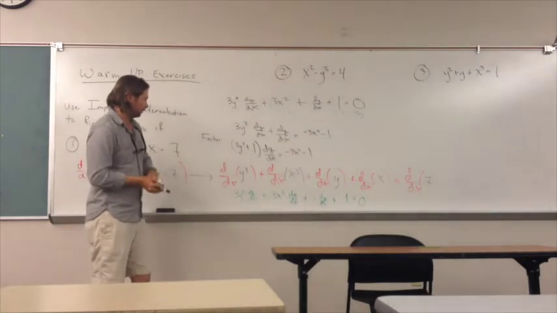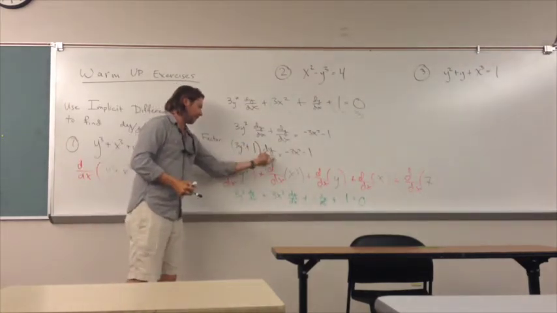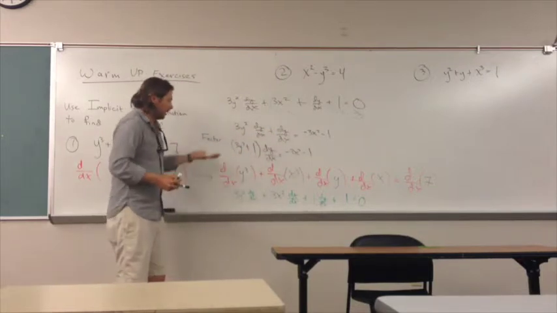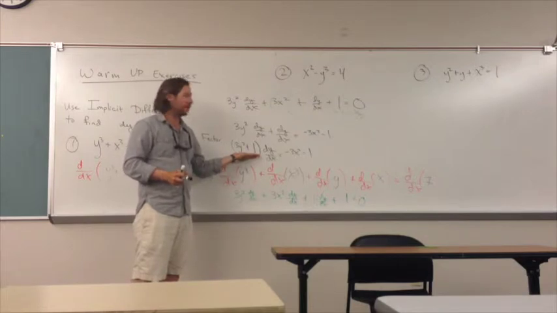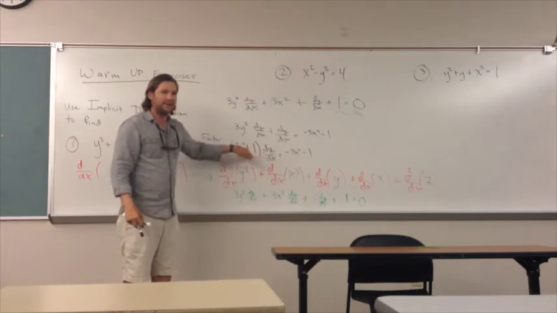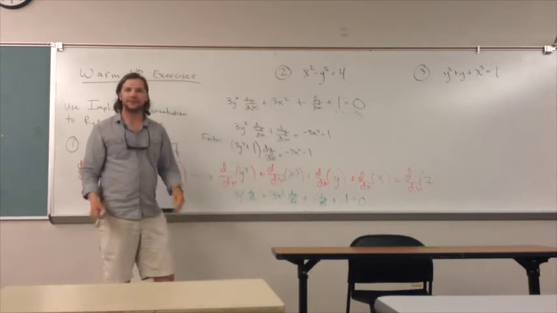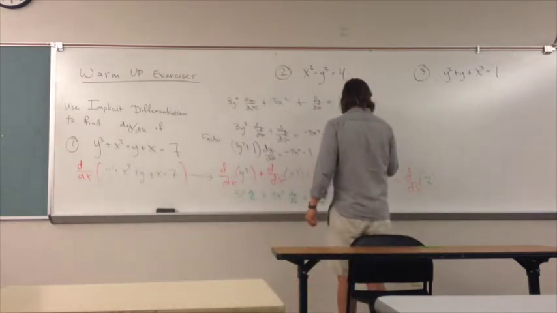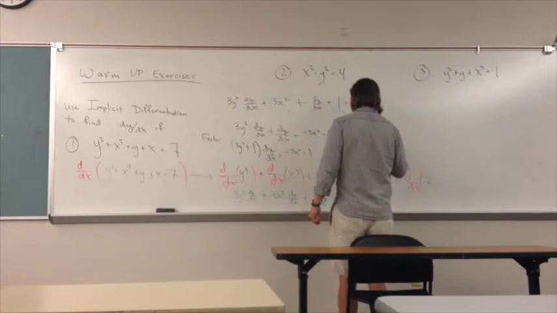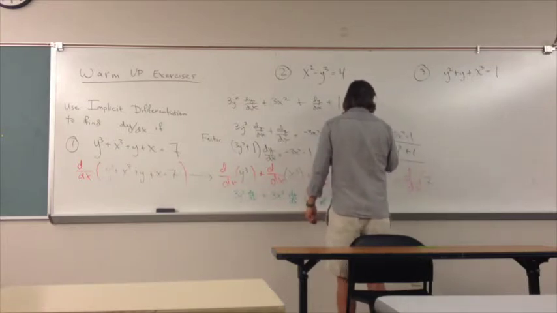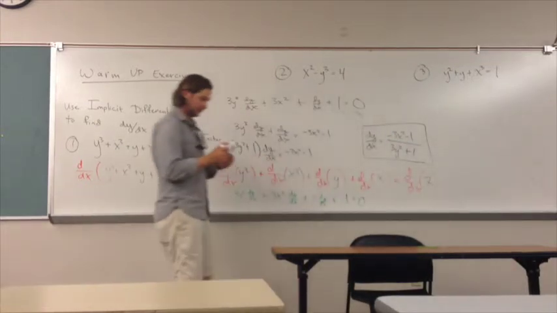So you see what I did? If you take this and multiply by dy dx, you're going to get 3y squared dy dx plus dy dx. Factoring that out. And now finally, to get this over to the other side, because I'm multiplying by dy dx here, I need to divide by this 3y squared plus 1. Okay? So my final answer is going to be dy dx equals negative 3x squared minus 1 all over 3y squared plus 1. Okay?